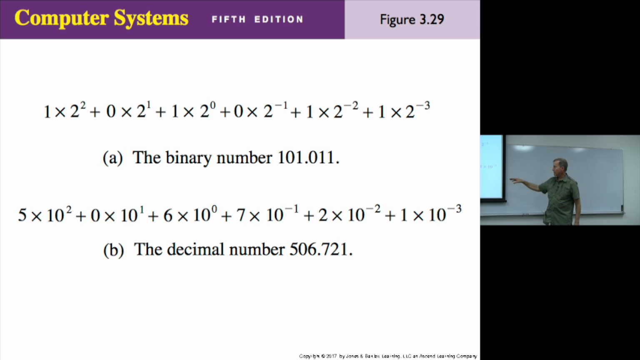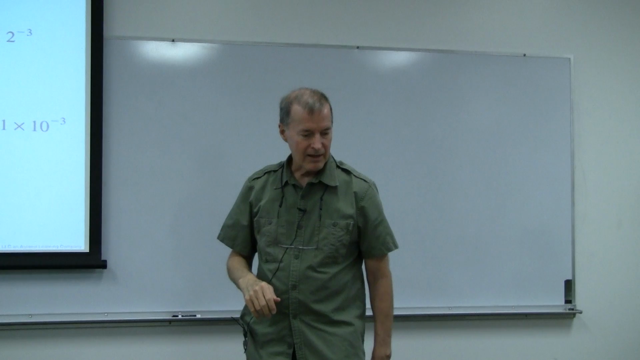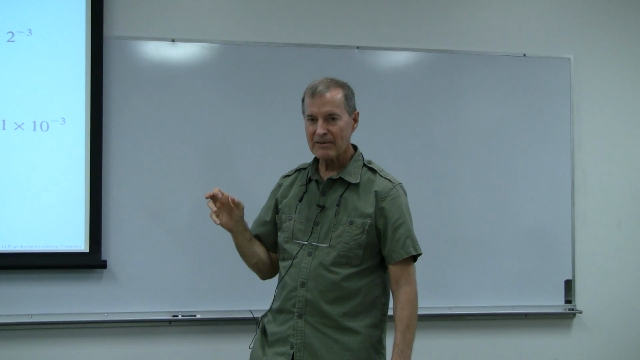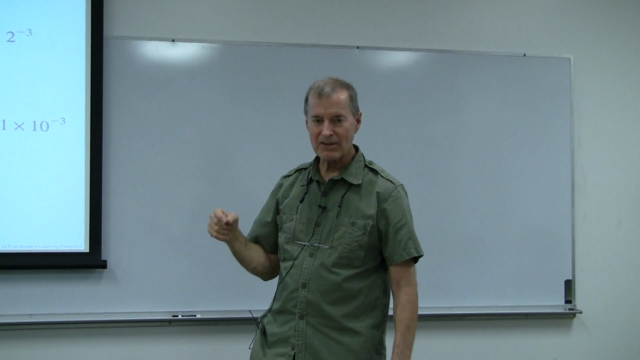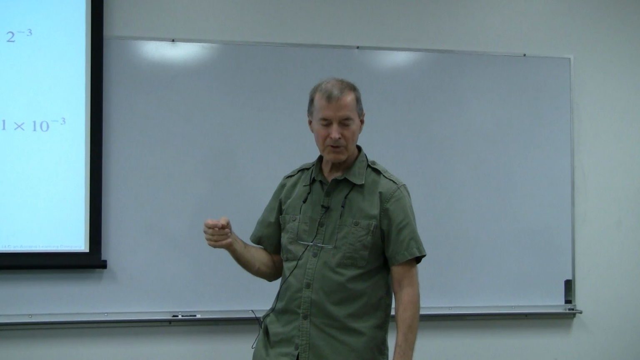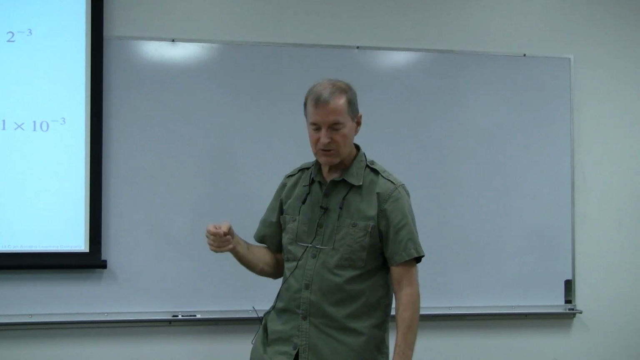And here is the polynomial representation. In decimal, the number 506.721, that's 5 times 10 squared, plus 0 times 10 to the 1, plus 6 times 10 to the 0, etc., etc. And in the binary, it's the same thing, but we use times 2 to the instead of times 10 to the. Now, it's easy to go from binary to decimal. But we have to learn a few little techniques, algorithms, to go from decimal to binary.